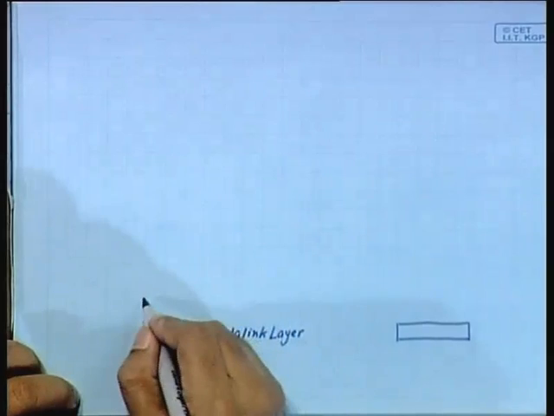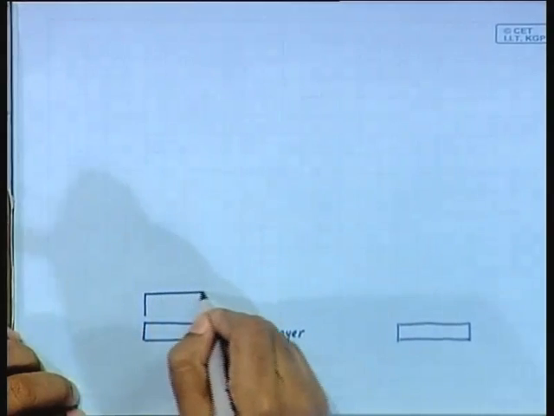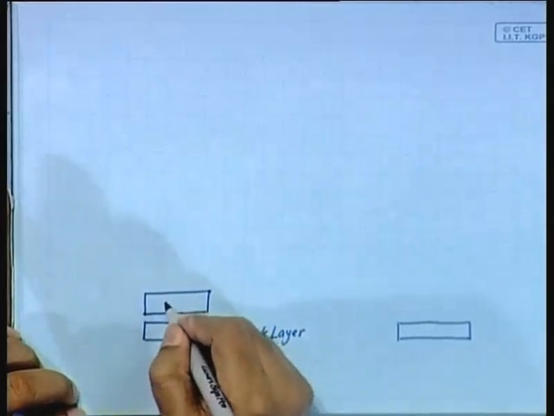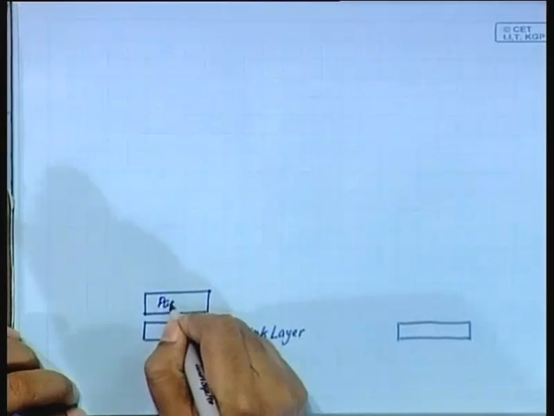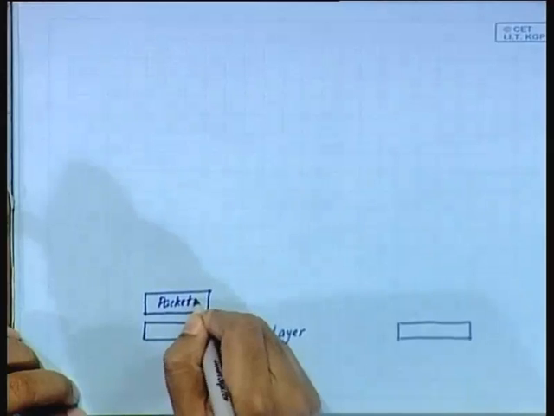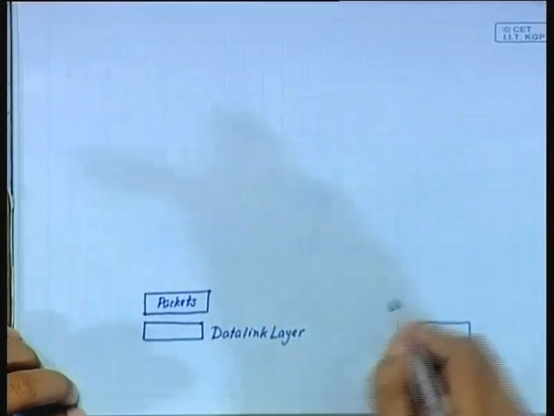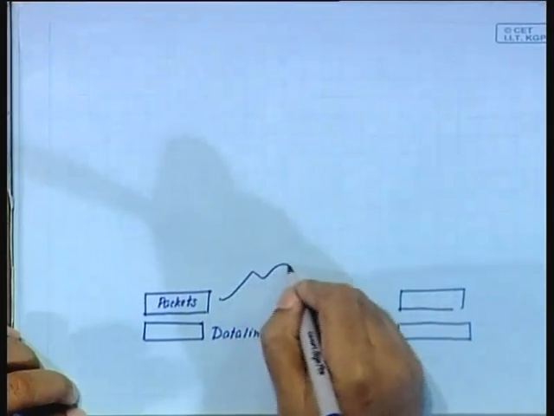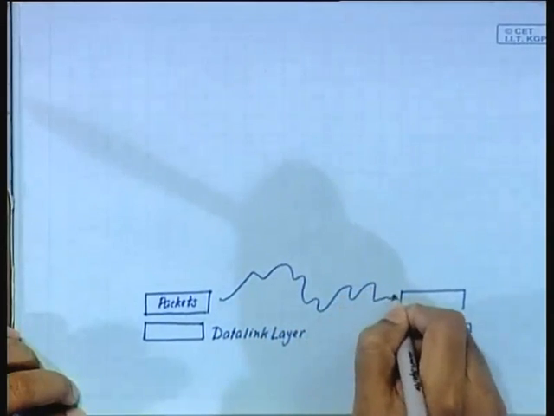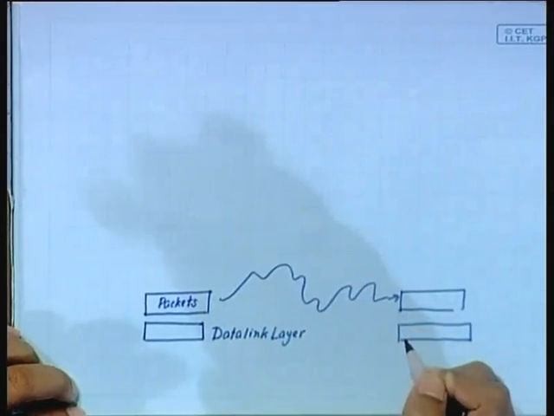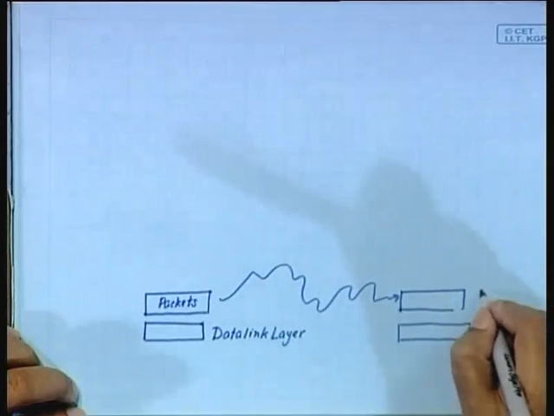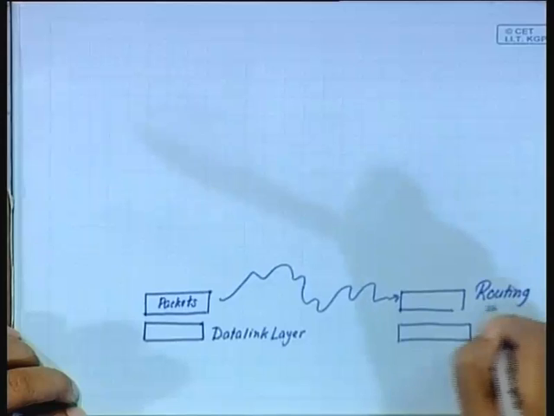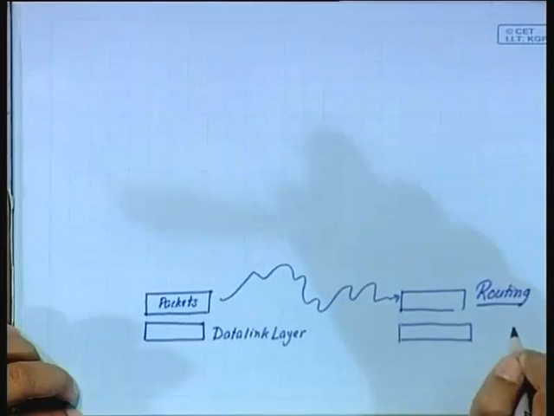Then we look one level above that, where we look at packets. This is the IP layer, where we have packets, and these packets will have to be routed through possibly other nodes to the destination. So we will look at routing problems here. What are the routing algorithms at this level?